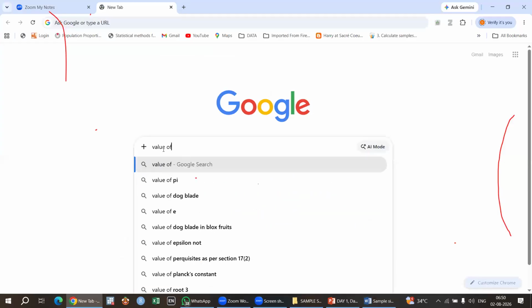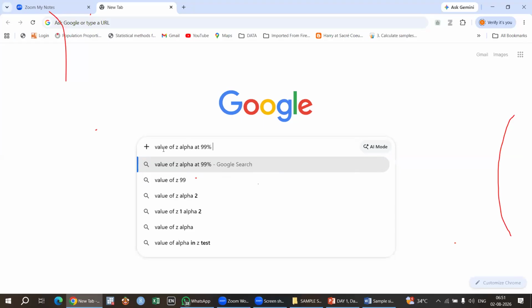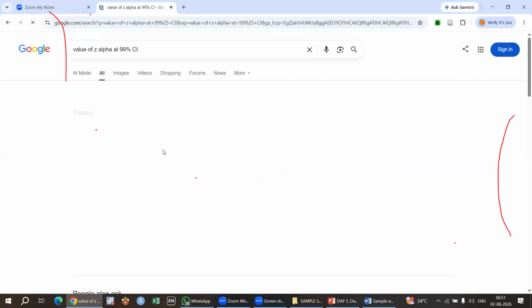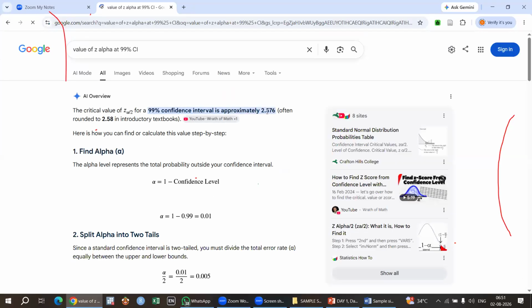Value of Z alpha at 99% CI. You will get your answer. No problem. It will be 2.576. So you have to mention this value, or 2.58 in round figure. So you have ChatGPT. But the main thing is you have to understand all these things. Then you can manipulate all these things. There is no problem. Okay.